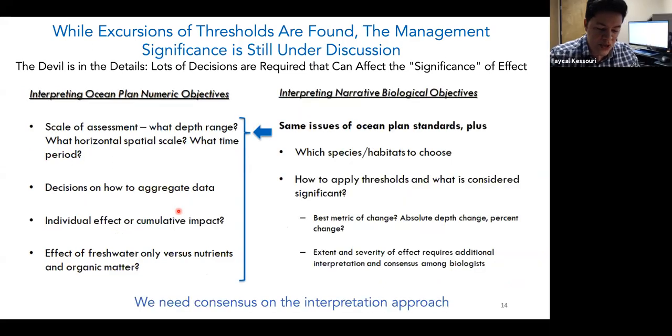When we start thinking about the biological assessment, we ask ourselves the same questions as for the numerical objectives, but we also have additional questions, such as what species and what habitats are the most relevant to our assessment. So we needed to get consensus between biologists to identify the metrics and the severity indices that are the most required to apply our interpretation.